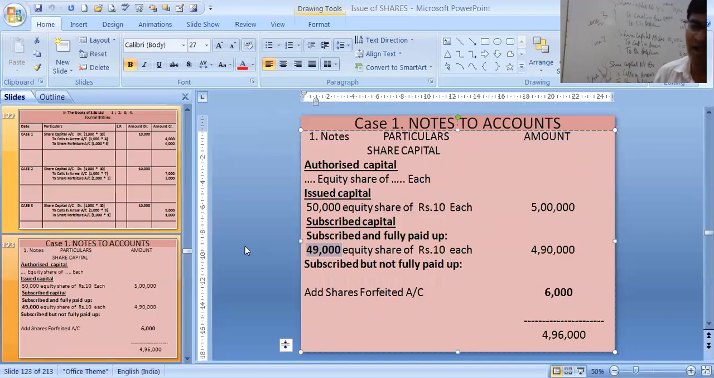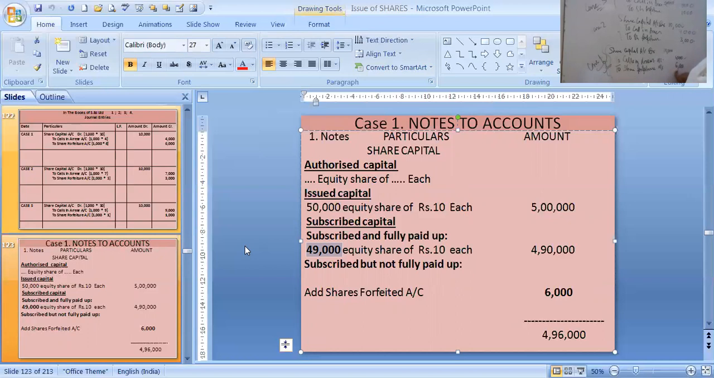Subscribed but not fully paid. Now, there should have been 1,000 shares, but as we are forfeiting, and forfeiting means we are cancelling the shares, there are no shares left which are not fully paid. Only 49,000 shares are fully paid. And then there is add share forfeiture. In the first case, the share forfeiture value is 6,000.